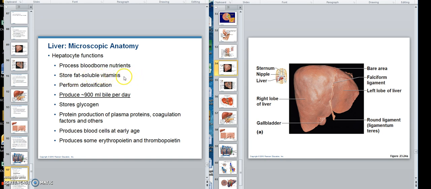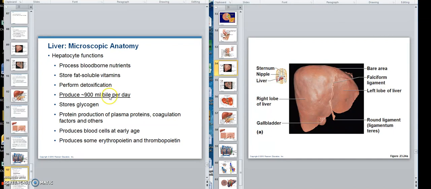Stores fat-soluble vitamins. Which ones are those? Vitamins A, D, E, and K. Perform detoxification. Anything your body makes, chemicals, and anything taken from the outside, medications, things of this nature, the liver has enzymes to break it down. For example, drinking alcohol is broken down by the liver by an enzyme called alcohol dehydrogenase.